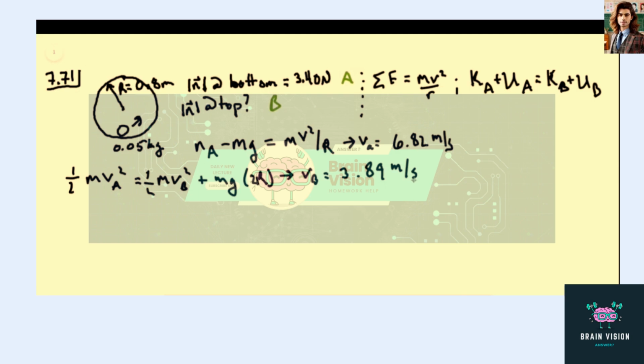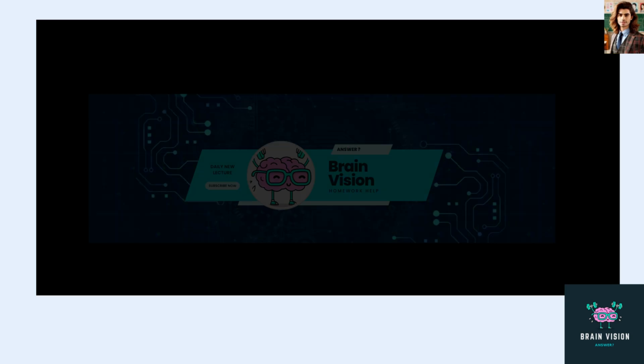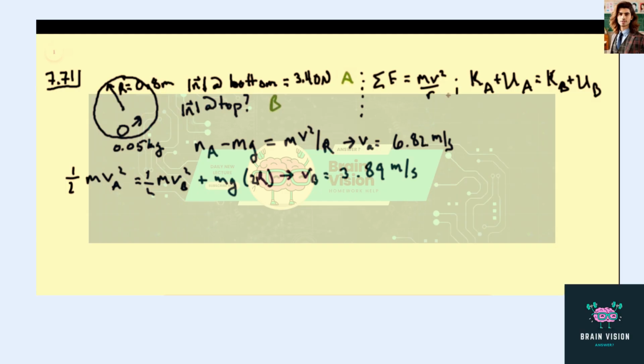And so now we go back to Newton's second law here with what we know about circular motion. So the normal force at B, which we're wanting to find, plus the weight is equal to m vB squared over r.